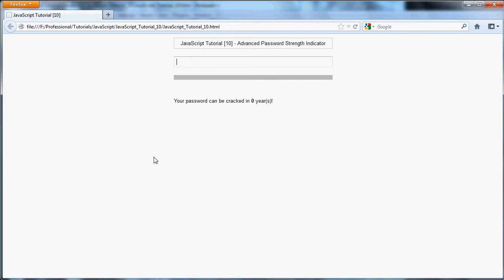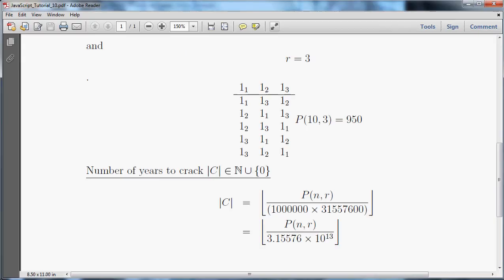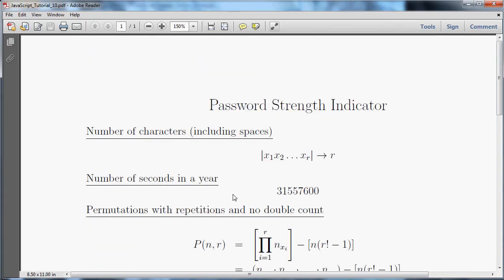Alright, let's look at the theory behind this, how I came up with it. This involves some math, but it's not too bad, so I'm just going to take it slowly and explain. For the first one here, we have the number of characters. This is basically a set of characters. Each X represents a character, and however many of them gives us R, which is the number of characters that we have.